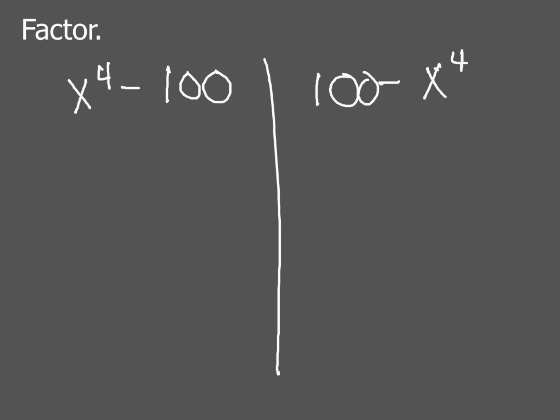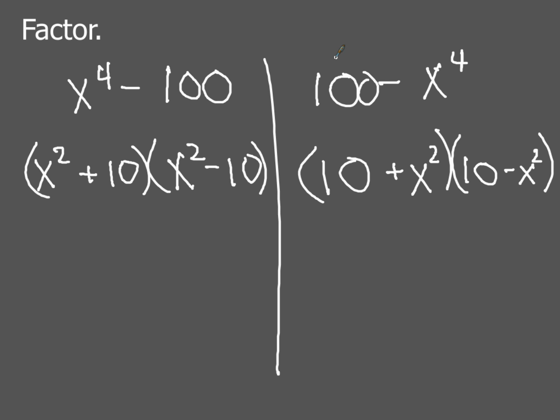If you think you got it, go ahead and hit pause, factor it, and then come back and see if you got it right. So how'd you do with this one? Hopefully you came up with x squared plus 10 and x squared minus 10 as your first set of factors. And in your second problem you came up with 10 plus x squared and 10 minus x squared. Of course, you could switch the order of both of those around because of the commutative property of multiplication, and do x squared minus 10 first and x squared plus 10 second. But as long as you came up with those 2 factors, you are good to go.